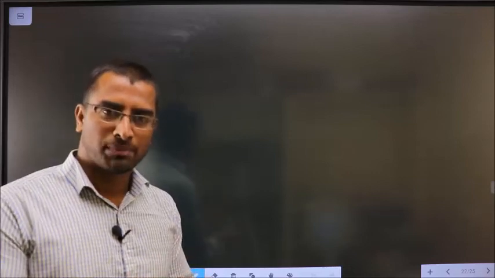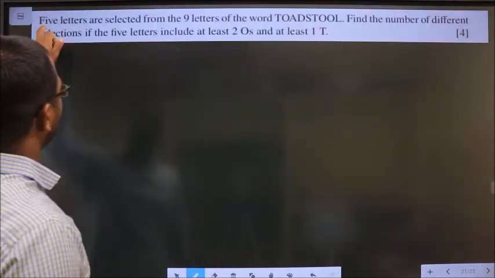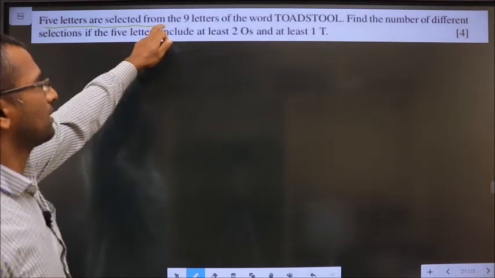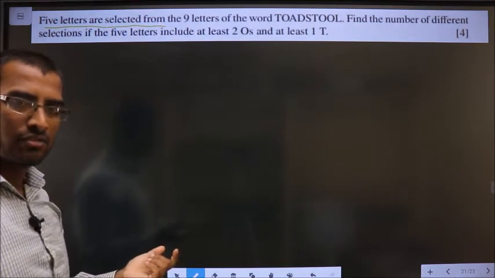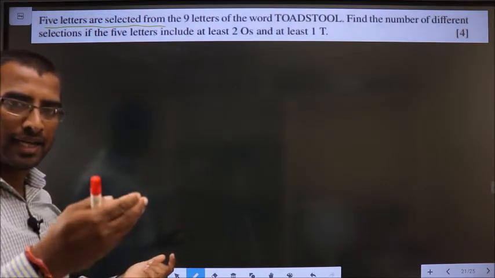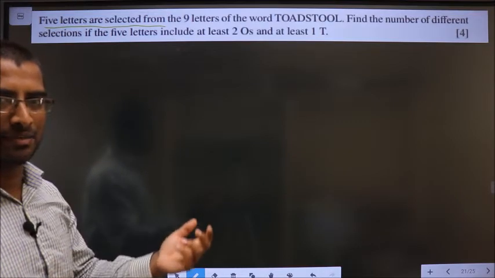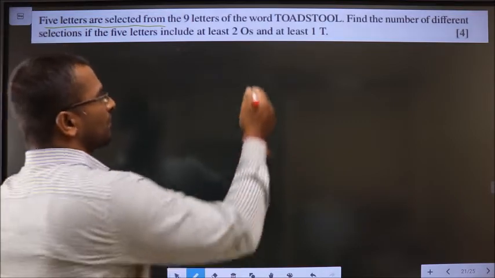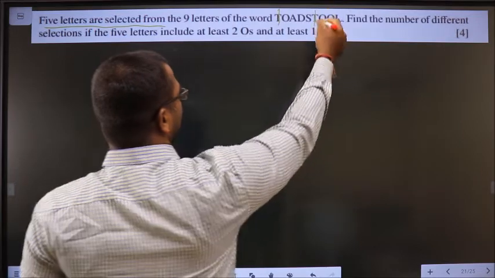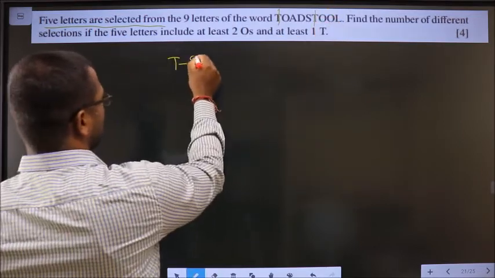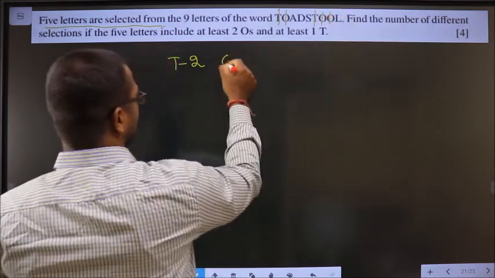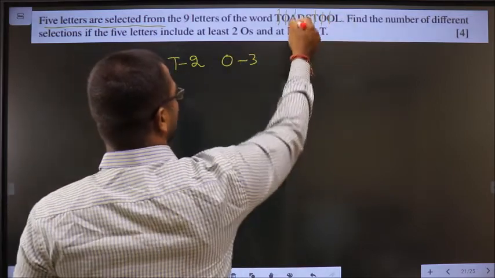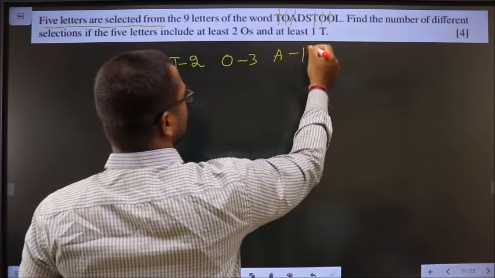Let us do combination sums when "at least" is present in the question. 5 letters are selected from the 9 letters of the word. You came across a word, first good practice is write each letter has come how many times in that word. The letter T is present twice. Next, the letter O is present 3 times. Next, letter A is present once.